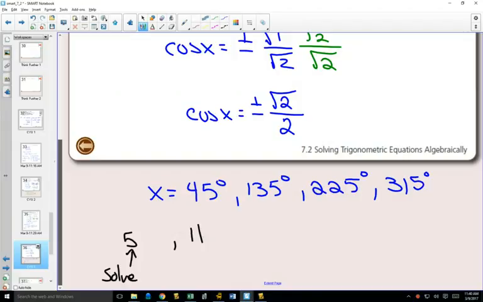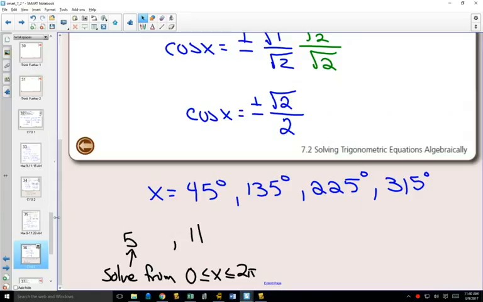I want you to do, as far as practice, 5 and 11. 5 is worded a little bit differently. I want you to change the wording on 5. Instead of the wording that they have, I actually want you to solve from 0 to 2 pi. So when you get to question 5, instead of the question that they've asked, just practice solving it from 0 to 2 pi.